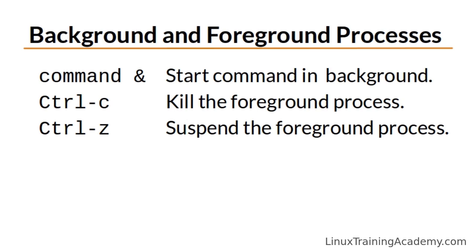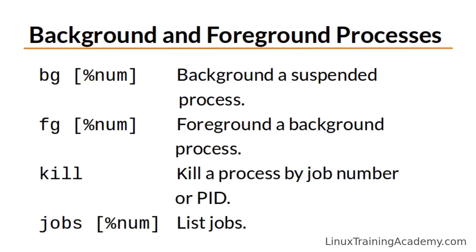To kill the current foreground process, hold down the Control key and press the letter C. To suspend the process, type Ctrl-Z. That will stop the process. A process that is suspended is not running in the background. It is actually stopped. To send a suspended process to the background, use the bg command.